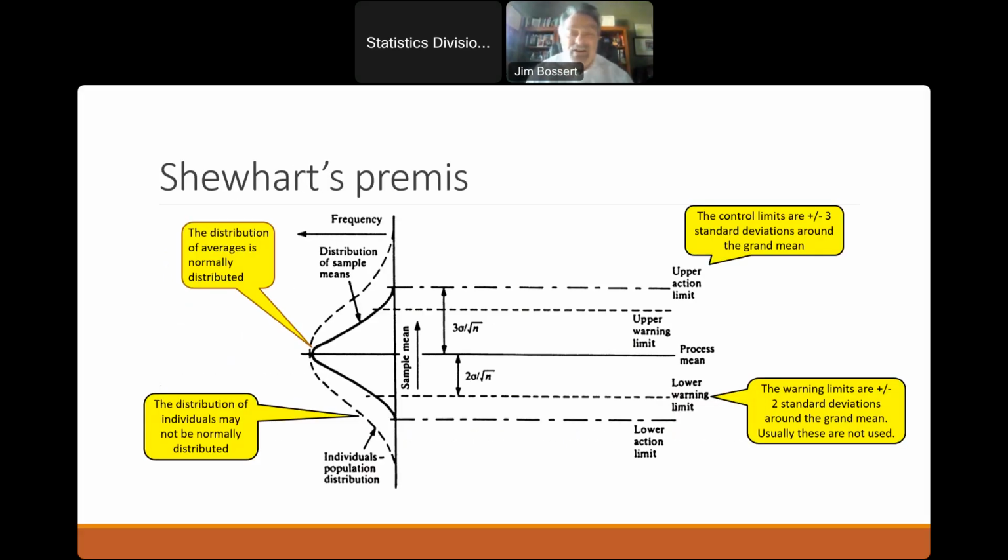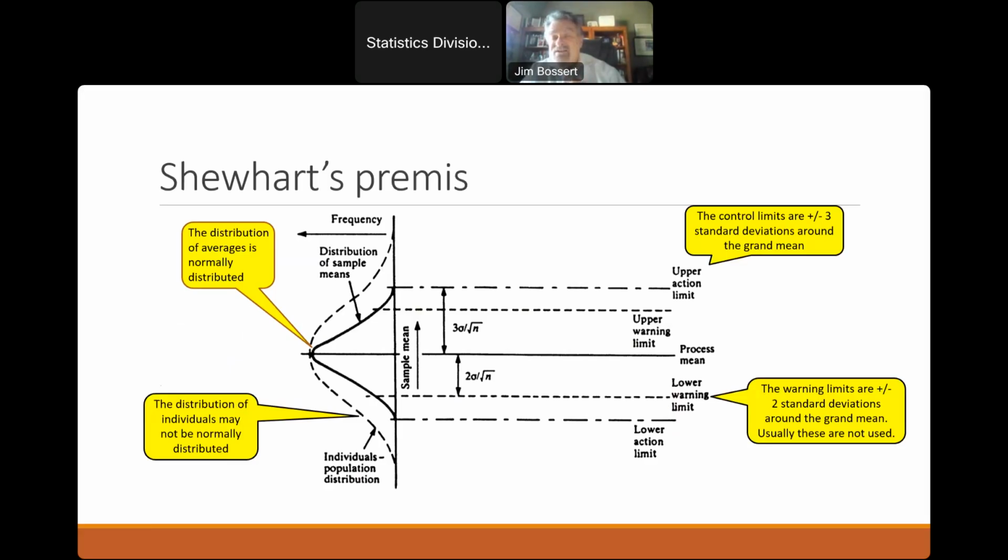And so when he was putting it together, he said, well, I'm a physicist, so I put everything in mathematical terms. So his theory is that if I have a process mean and I look at things like the central limit theorem, I can say that the distribution of averages is always normally distributed. And I know that if I take a distribution of individuals versus that of the averages, and you can see the dotted line there and how much wider it is, that may not be normal. And he felt like I need to assume an underlying distribution of normality.